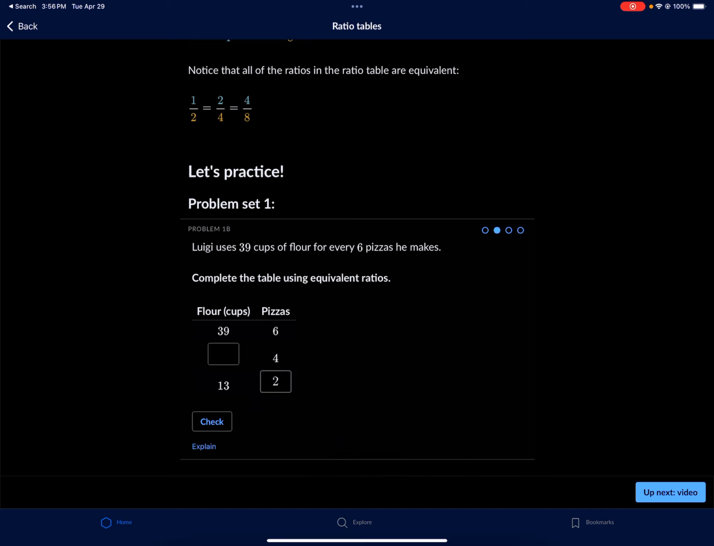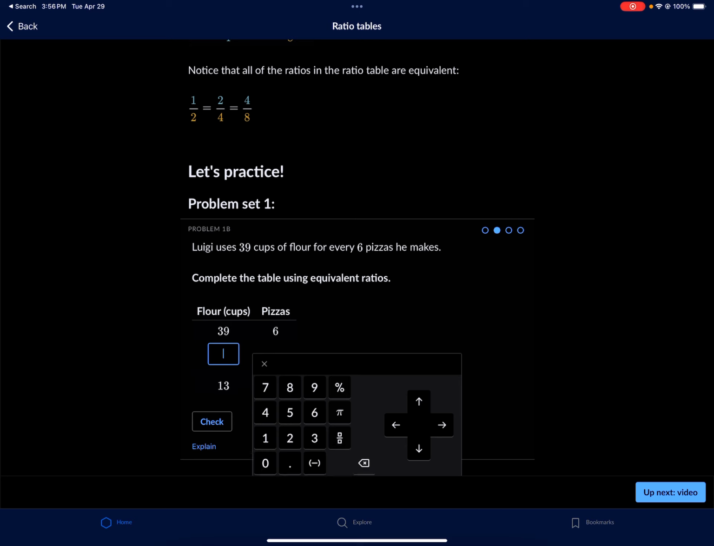And now to get 4, we need 2 more pizzas. And since we already know that 2 pizzas means 13 flour cups, how many flour cups are we going to have right here?